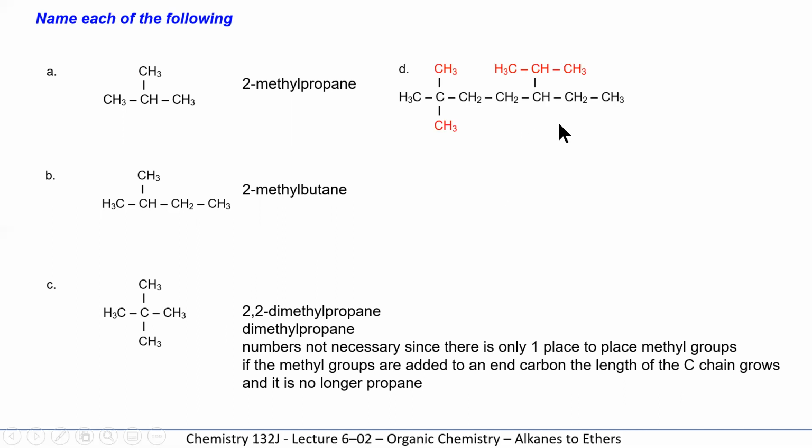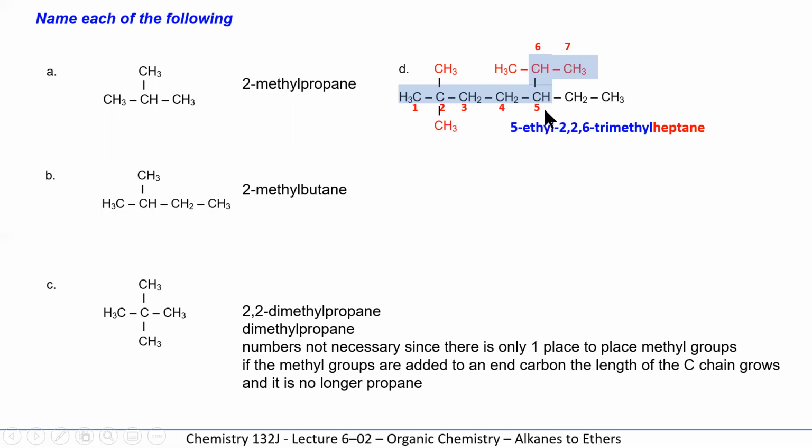So in this case D, you can see that we find the longest possible chain. If we went this way, we would have a branched hydrocarbon, but if we select this as our longest chain, we can avoid the branch. And when we number the chain, we number it so we encounter the side chains with the lowest possible numbering. So we're going to number it that way.